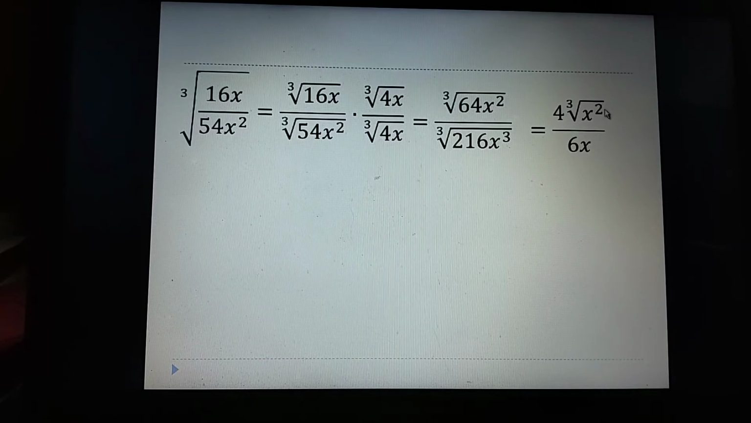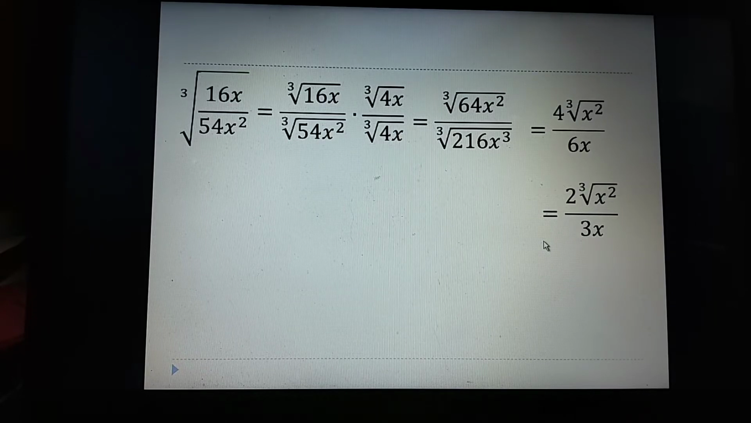Now I can't do anything with the x's, so I have to look at the 4 over 6. Can I simplify that? Do they have a common factor? And they do, it's 2. So that becomes 2/3. And keep the 3rd root of x squared and x. Okay, now that's a little more complicated, but it's not too hard.